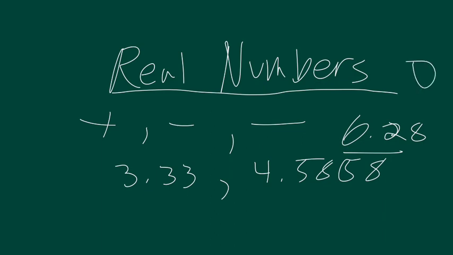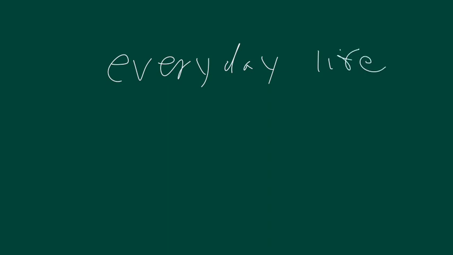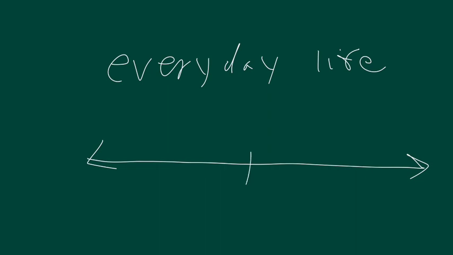So real numbers could be a lot of different things. Pi, okay, a circle's circumference divided by its diameter. All these different things are real numbers. So real numbers that we use in everyday life. And also, we can graph them on a number line. That's very important. So we can graph real numbers on a number line.